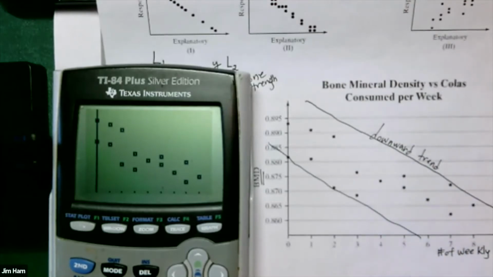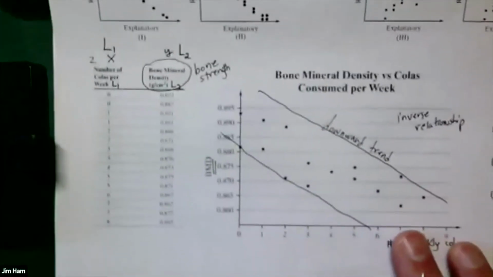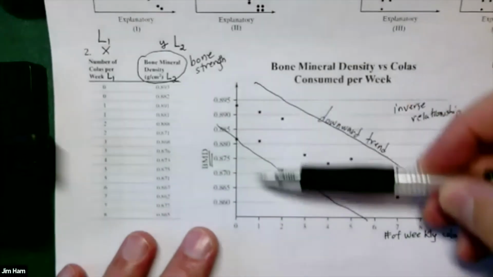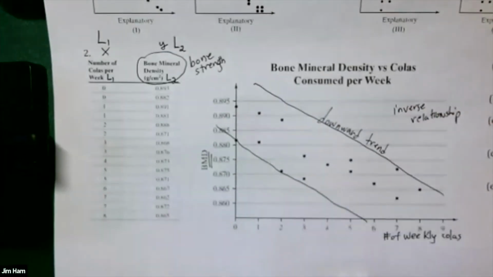And this suggests an inverse relationship. What we mean by that is as x increases, y decreases. If they do the opposite thing, one increases and the other decreases, then we say it's an inverse relationship. If we have a data set where as x increases, y increases as well, then we call that a direct relationship. So what this graph is suggesting is that people who drink more colas tend to have weaker bones.